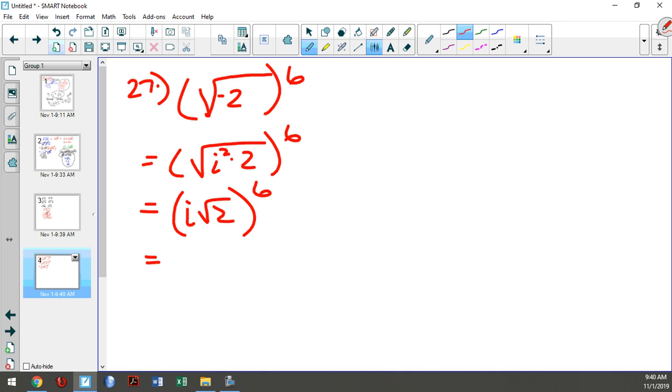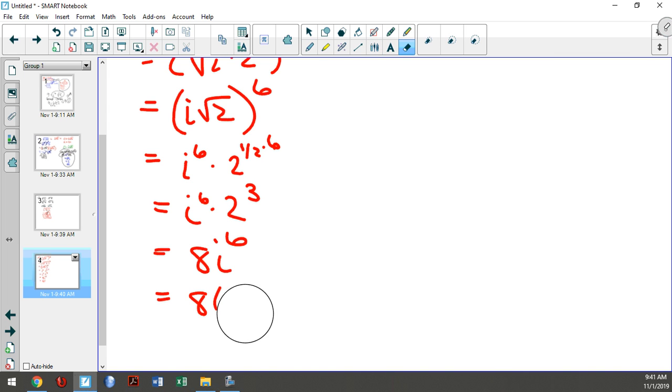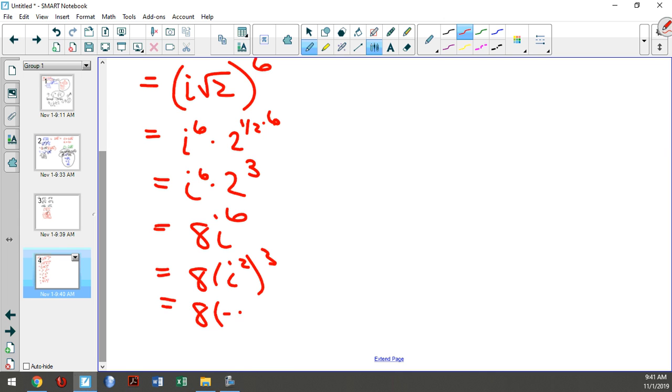So this is going to give me i to the 6th times 2 to the 1/2 times 6. Do you see that? So that's going to give me i to the 6th times 2 cubed. Yes? Power over root? Does everybody understand that? 2 times 2 times 2 gives me 8. i to the 6th. Now, how do I break down i to the 6th? Well, that's going to be the same thing as i squared cubed. So that's going to be 8 times negative 1 cubed, which is simply going to be negative 8.